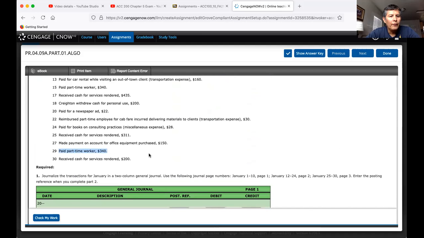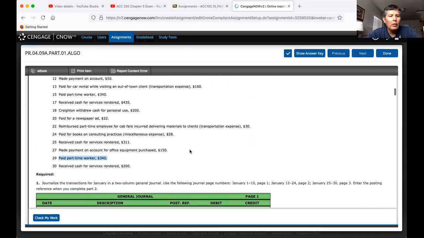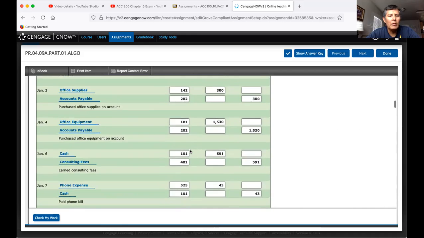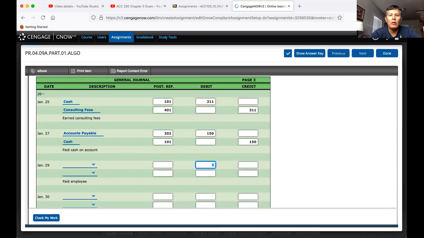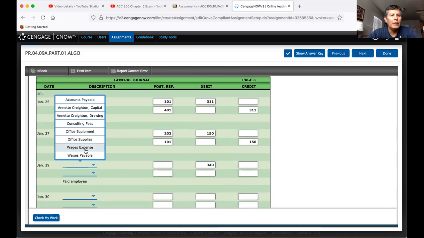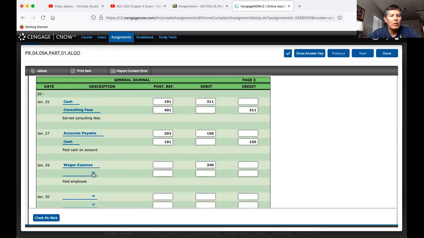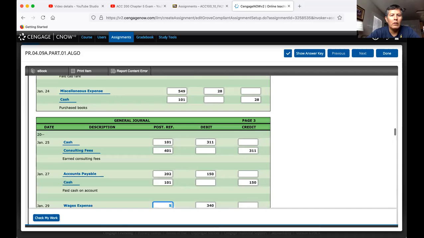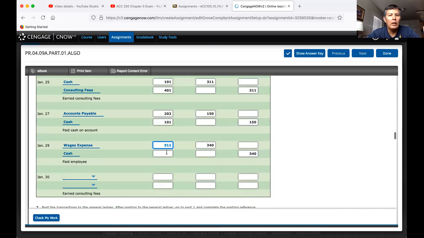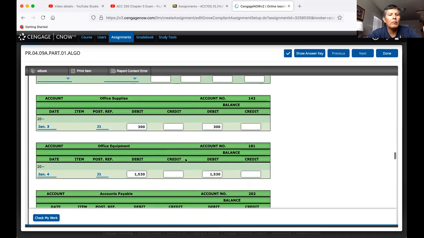Paid part-time worker 340. So wages expense 340. Remember, we're expensing this, wages expense. Cash. Okay, wages expense account. Look at the number, 511. Okay, cash is 101. So we got to go down here to our cash account.